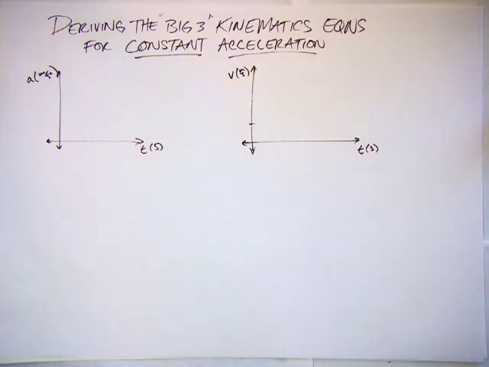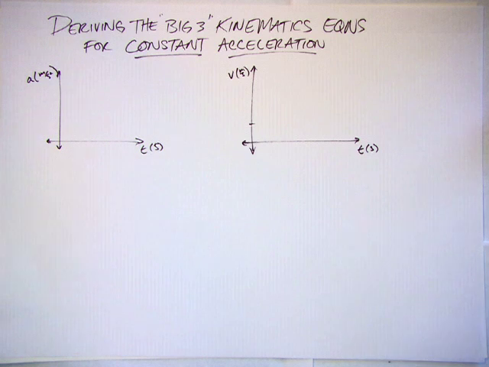Okay, in this video we're going to look at deriving the big three kinematics equations for constant acceleration. So what we've been looking at primarily are using graphs of motion to analyze different aspects of motion. For example, using the acceleration graph to find the change in velocity, or using the velocity graph to find the displacement, or using the slope of velocity to find the acceleration.